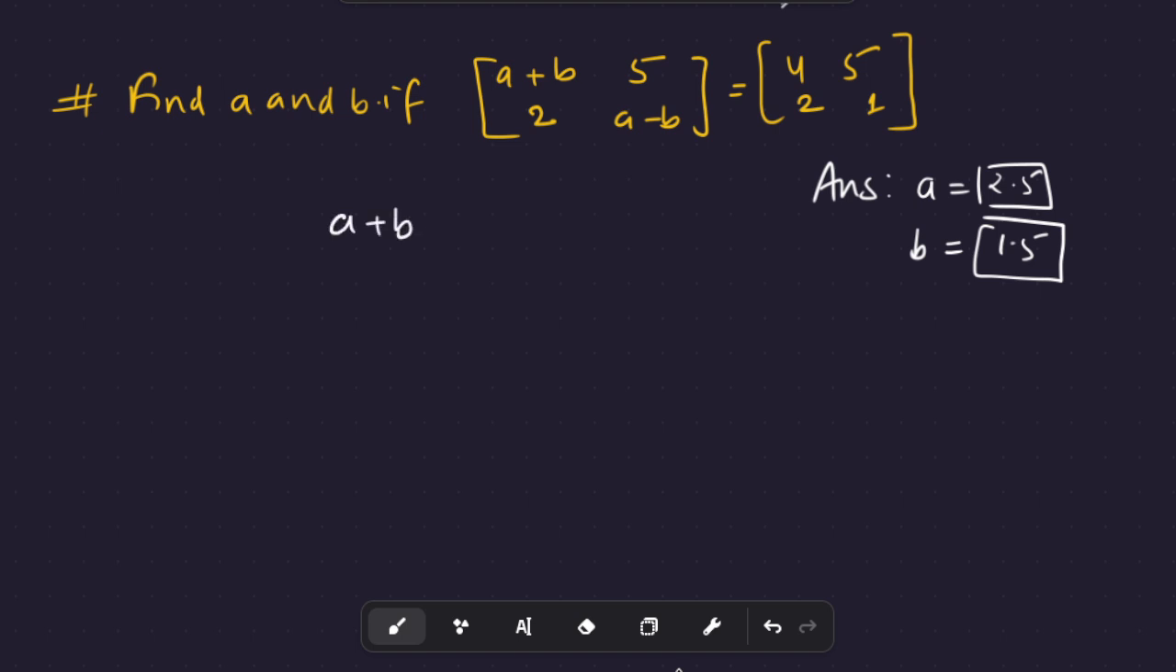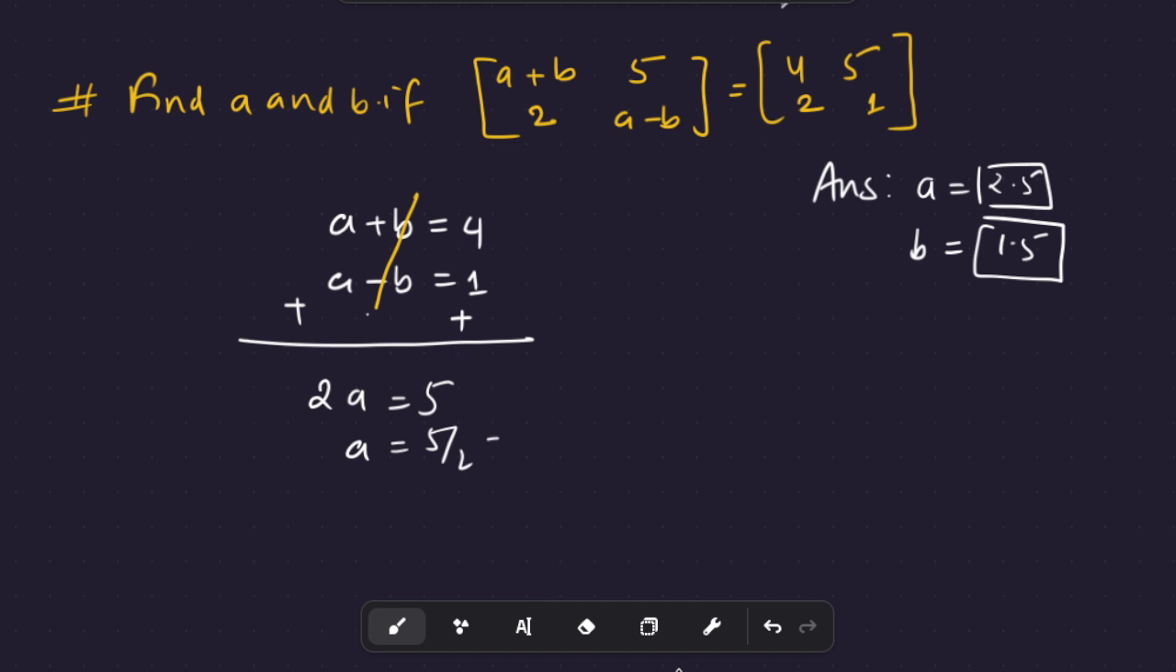a plus b equals 4. And similarly, here is a minus b equals 1. Now let's add it. Here is plus. If there is minus, then we can write minus. Then here plus. Now this b can be cancelled. We'll get a plus a will be 2a equals 4 plus 1 is 5. A equals 5 over 2, which is equal to 2.5. Okay, your answer matches with this.